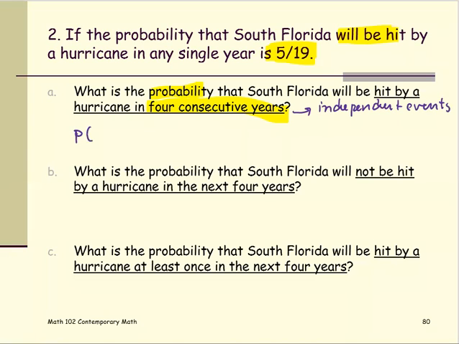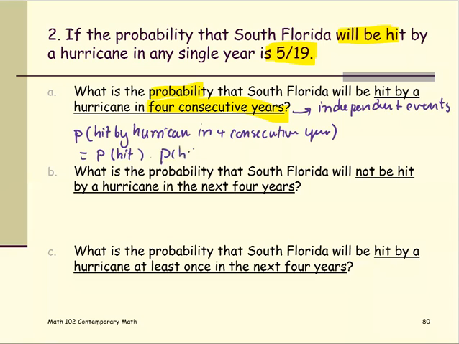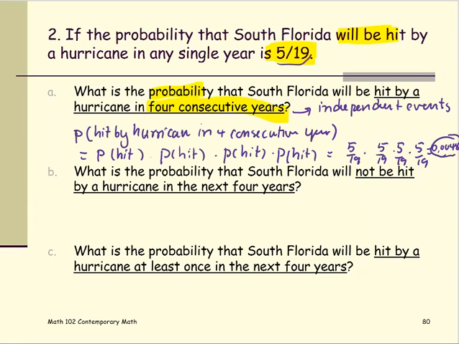The probability of being hit by hurricane in 4 consecutive years would be the probability of being hit for the first year times the probability of being hit the second year, the probability of being hit the third year, multiplied by the probability of being hit the fourth year, which is the product of 5/19 times 5/19 times 5/19 times 5/19, and simplify the number in the decimal form to get 0.0048, or about 0.5% chance to be hit by a hurricane in 4 consecutive years based on this information.